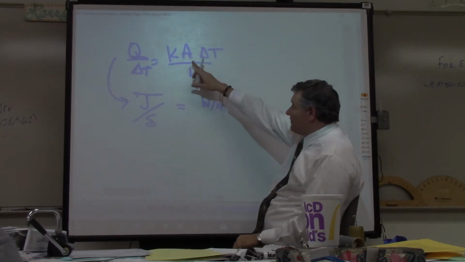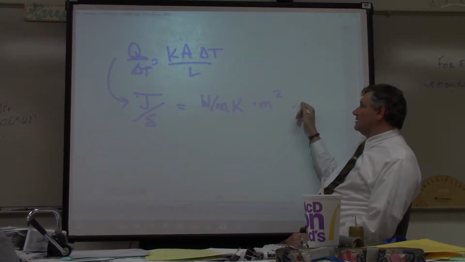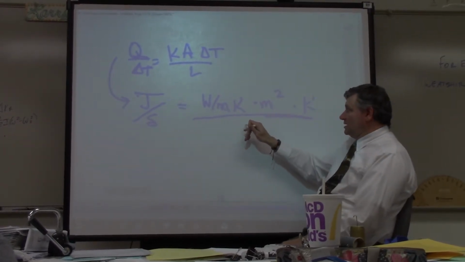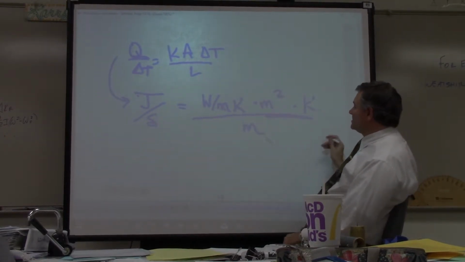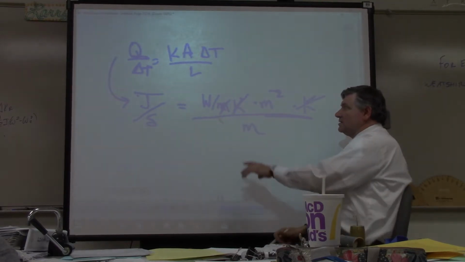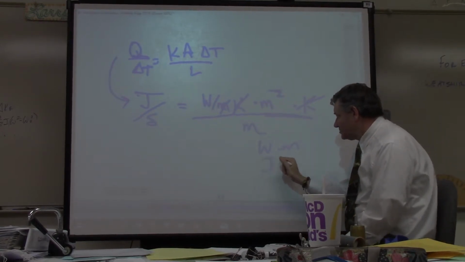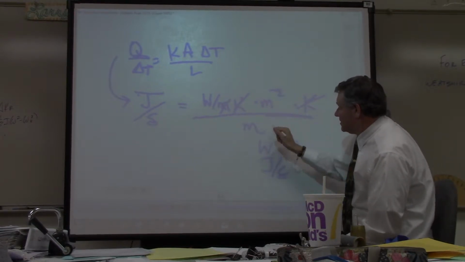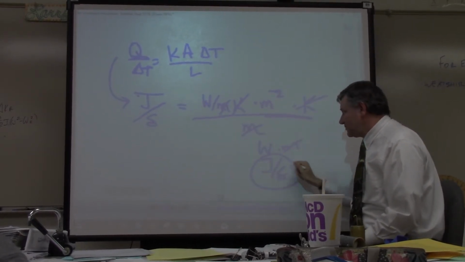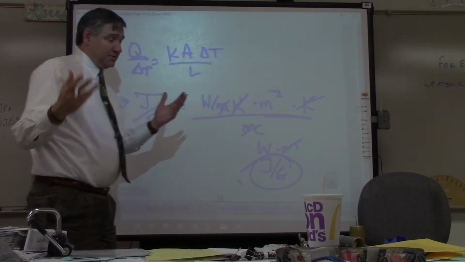Now, you have an area which is going to be in meters squared. You have a temperature which is going to be in Kelvin. And then down here, you're going to have a length which is going to be in meters. So this is in Kelvin, so you're going to cancel out the Kelvins. Then you're going to cancel out one of these meters, so you have watts times meters over here. Watts are the same as joules per second times meters. Then you have another meter down here, which cancels out that other one up there, and you get the same thing, which is joules per second. So both sides are going to do the same thing, because if it didn't work out, then it wouldn't matter.